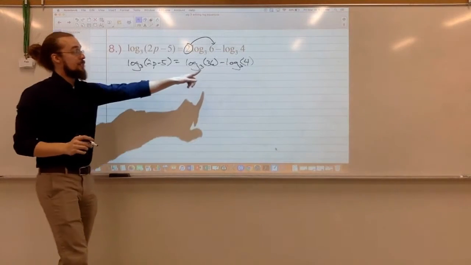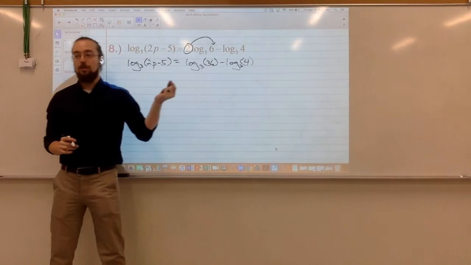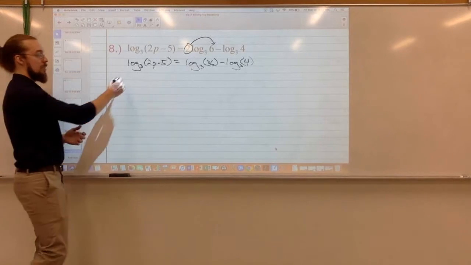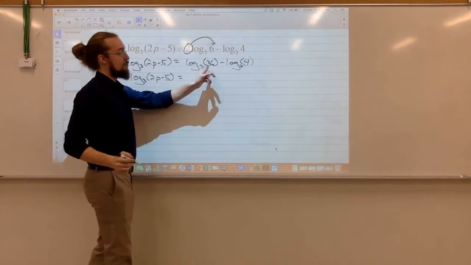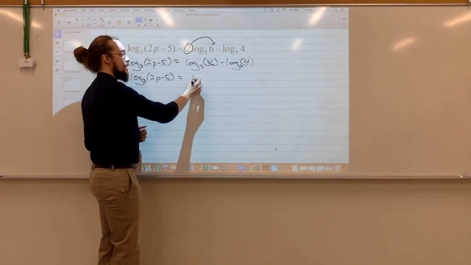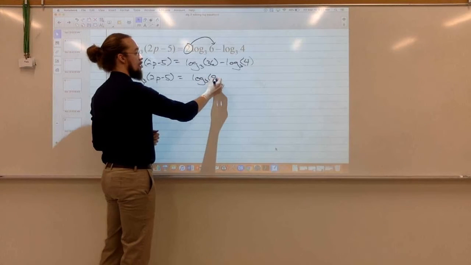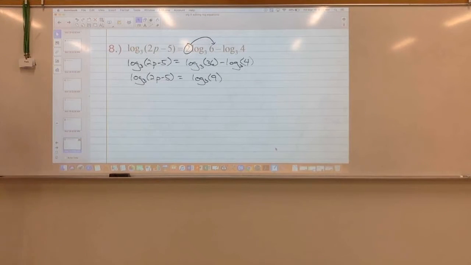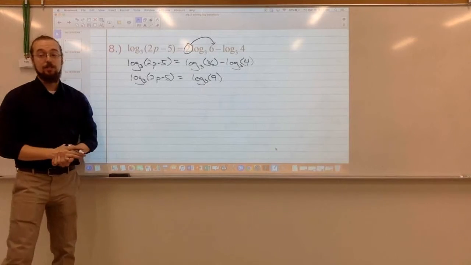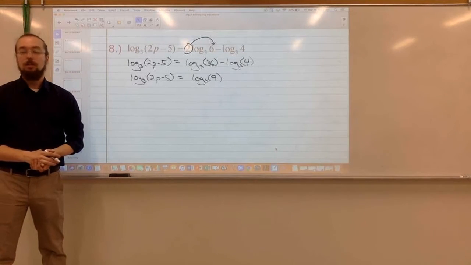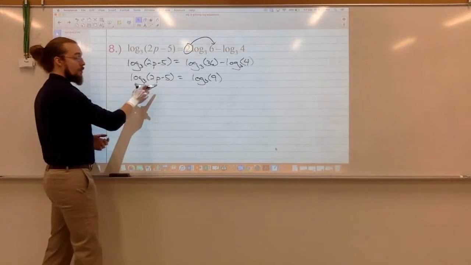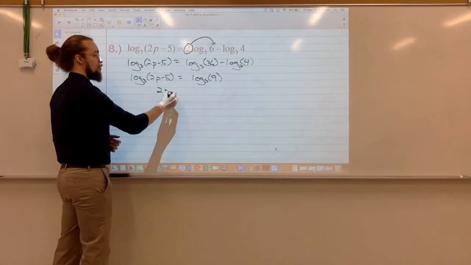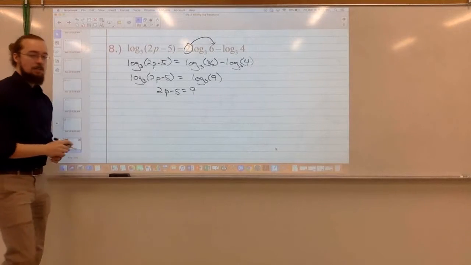Well, now if I'm subtracting 2 logs, I can combine those into a single log using division. Right? So again, I'm not changing this side, but now I can divide 36 by 4 and say this is just the same as log base 3 of 9. You just left it as 6 squared. No, that's okay. Yeah, I mean, did you get log base 3 of 9? Yeah, that's fine. So now I've got 1 log equal to 1 log. I can just say 2p minus 5 equals 9.